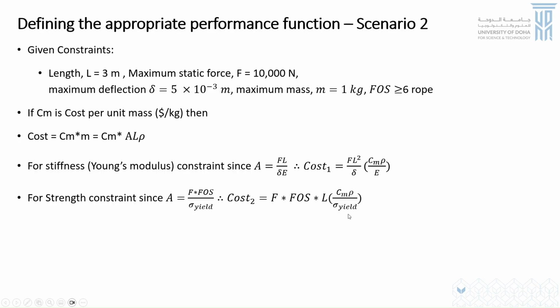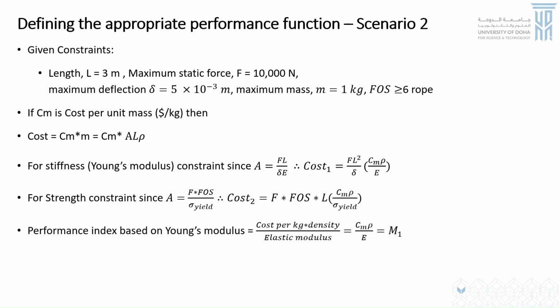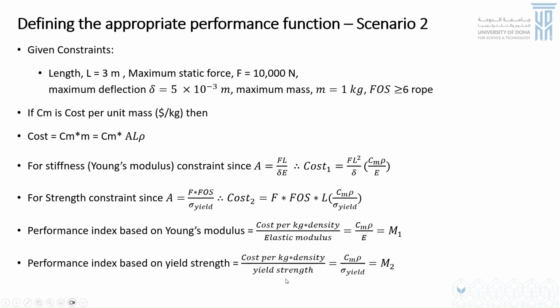Now, with this understanding, we have our two performance indices. The first one is based on the cost per kg into density over elastic modulus, and the second performance index is cost per kg into density over yield strength. So now we can actually start plotting these material indices. But again, like I said, I want to first see all the relationships, because now we have to deal with both of these constraints and we have a separate value of area.